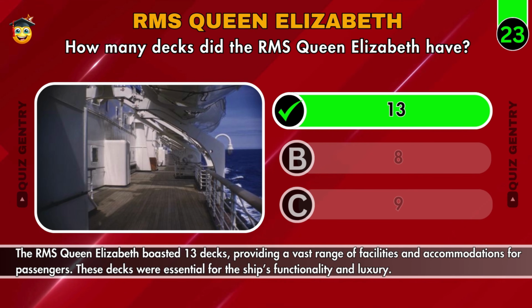The RMS Queen Elizabeth boasted 13 decks, providing a vast range of facilities and accommodations for passengers. These decks were essential for the ship's functionality and luxury.